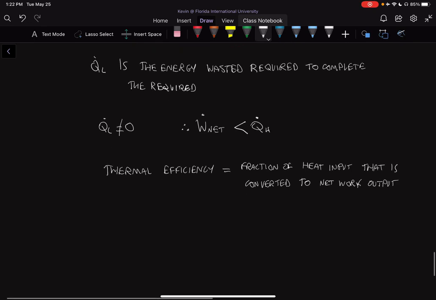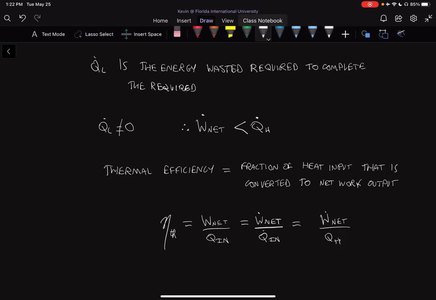And this can be written as N thermal is equal to W net over Q in. Or it can also be written as W dot net over Q dot in, if you use it like that. And Q dot in the case of a heat engine is just work dot net over Q dot H. So you can substitute Q in over QH.